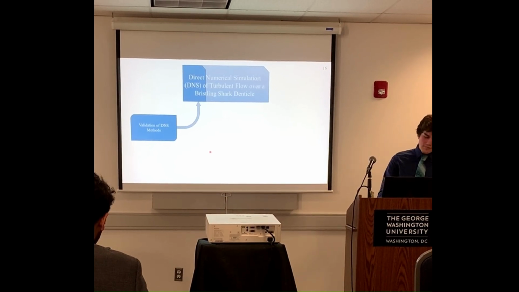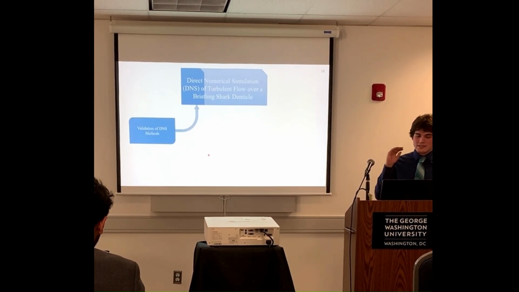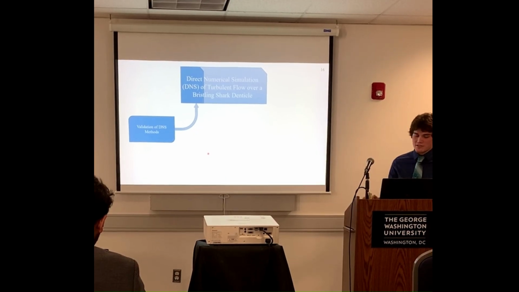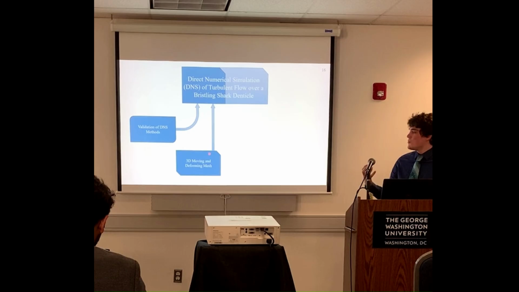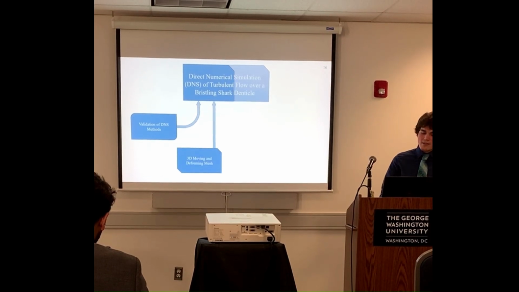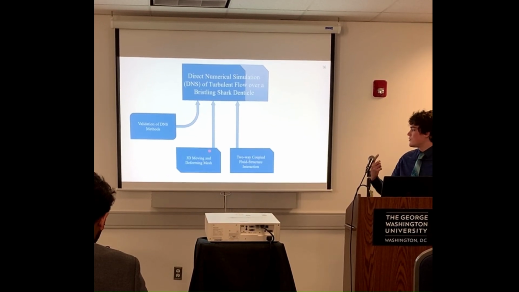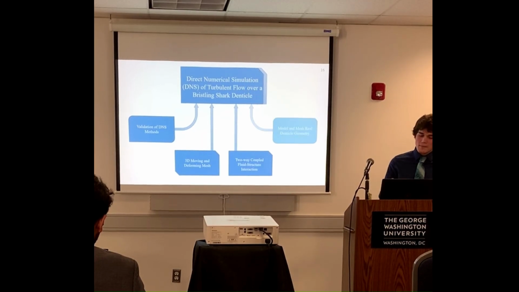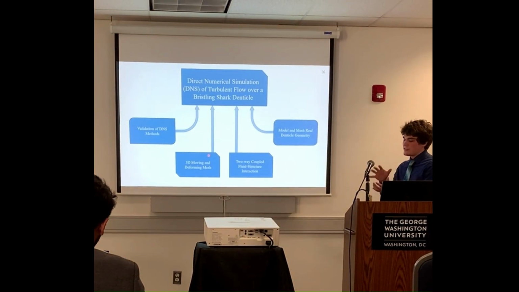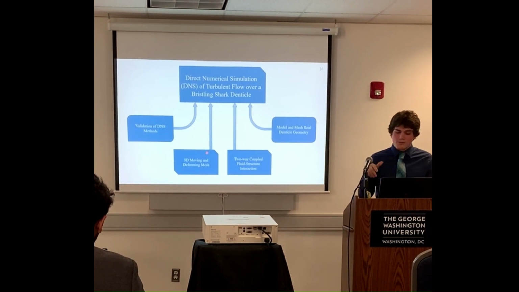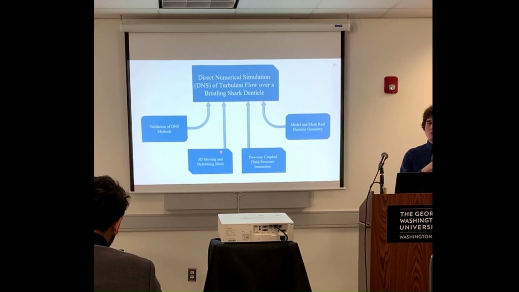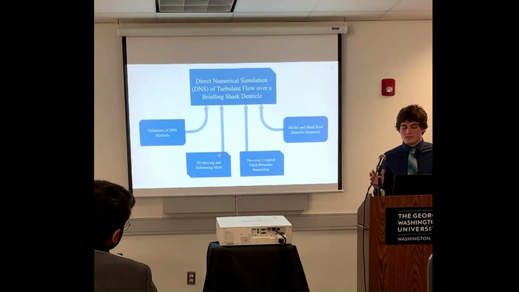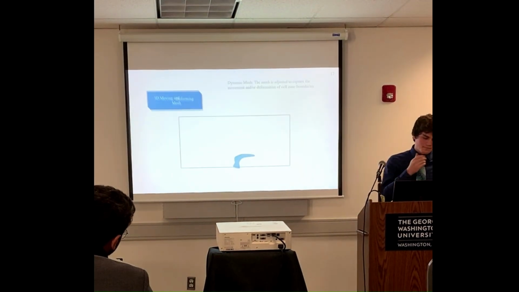validation. So first of all, to get this DNS study of turbulent flow over bristling shark denticles, we're going to need to validate our DNS methods. We're going to need to have a 3D moving and deforming mesh. Then we're going to need to add two-way coupled fluid structure interaction. And then finally model and mesh the real denticle geometry. So right now, for this presentation, we're just focusing on the 3D moving and deforming mesh for just a proof of concept denticle, very simplified geometry.